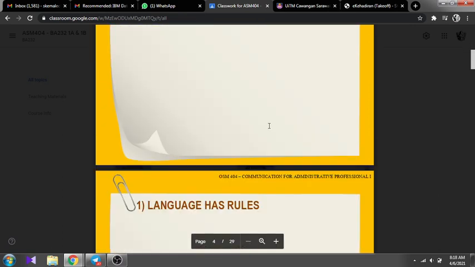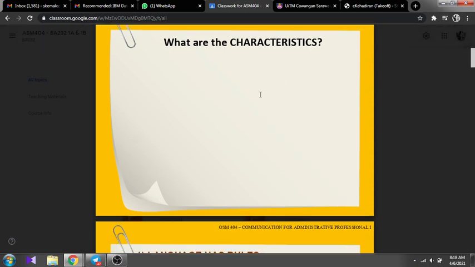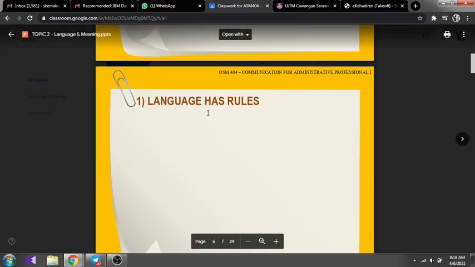Okay, what are the characteristics? I'm not sure why sometimes it's blank. I think maybe a video here, maybe a picture is missing. Oh, but we just proceed with this one.